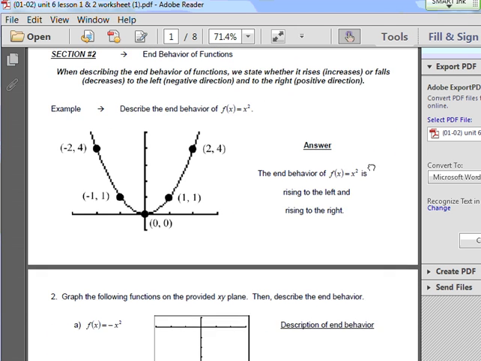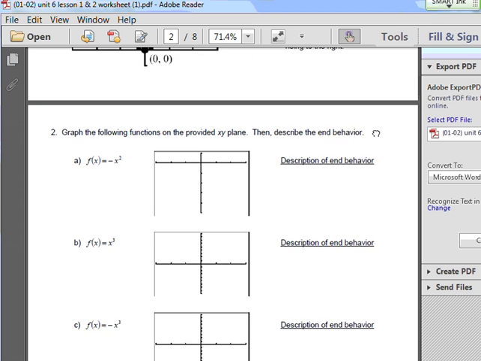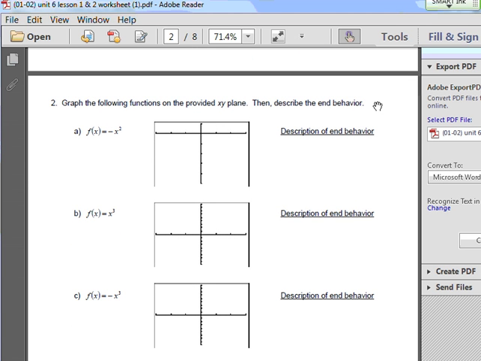Okay, section 2, end behavior of functions. Basically, what we're trying to do is have you get an idea of how these look based on the negative in front being up or down on the right. If it's negative in front, it's down on the right. And also based on the little power: if the power is even, you know they go the same direction. All right. So you make a sketch of these, and then you describe the end behavior.